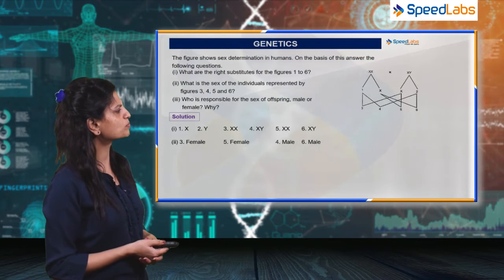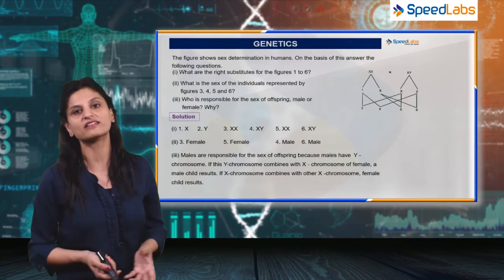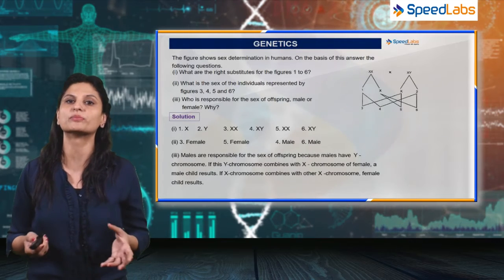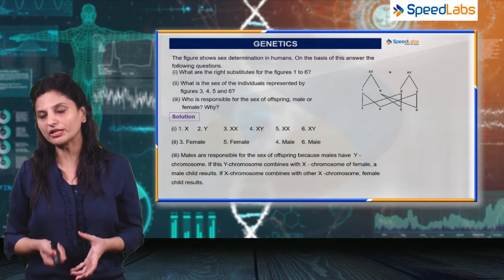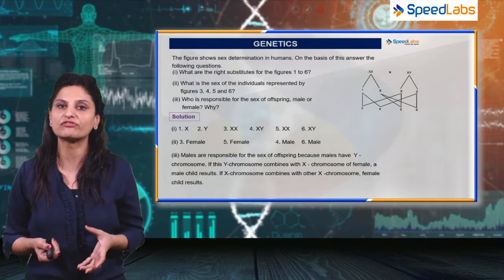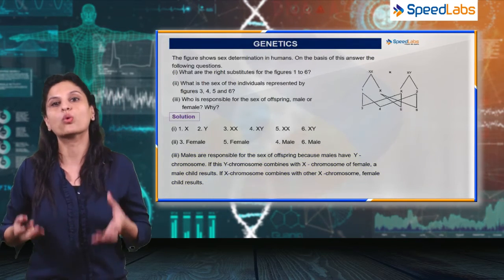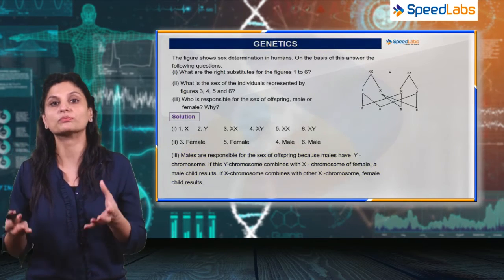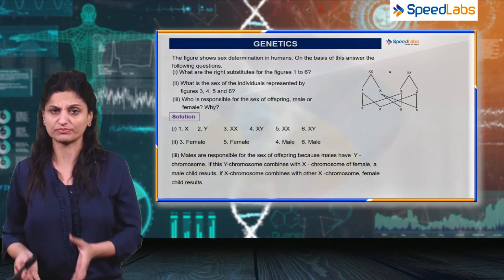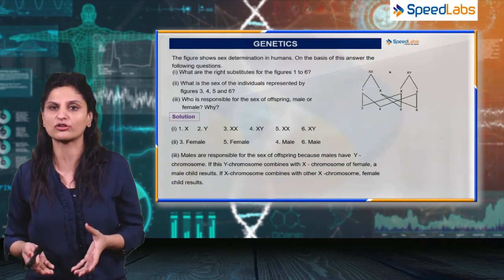Next, who is responsible for the sex of the offspring, male or female? Now again, the reason for this is the heterogametic nature of the male. While the human female can produce only one kind of gamete, which carries the X chromosome, the male is heterogametic, so the male could produce two kinds of gametes. One gamete carrying the X chromosome while the other gamete carries the Y chromosome.